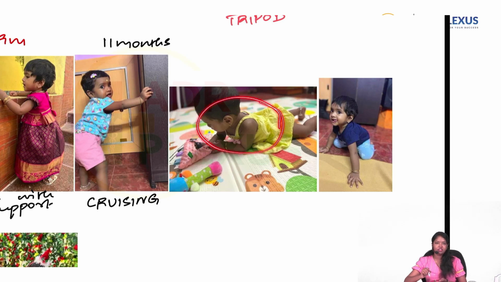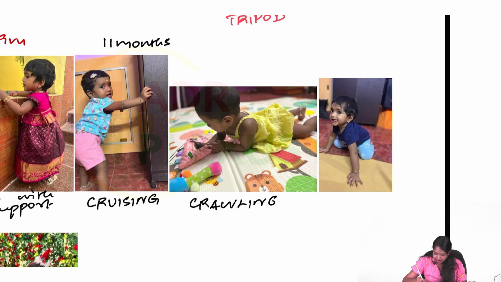So what is the first image? The first image is crawling. When your abdomen is touching the ground, it is called crawling. Crawling comes first, around 8 months of life. Look at the second image, where the baby's abdomen is not touching the ground.